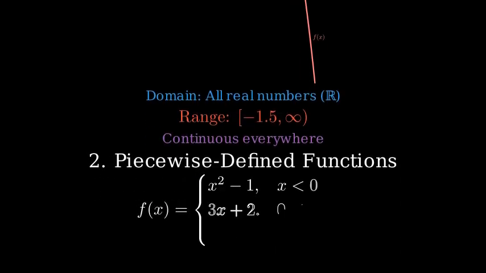Here we have f of x equals x squared minus 1 when x is less than 0, 3x plus 2 when x is greater than or equal to 0 and less than 5, and 7 when x is greater than or equal to 5. Let's graph this piecewise function to understand it better.